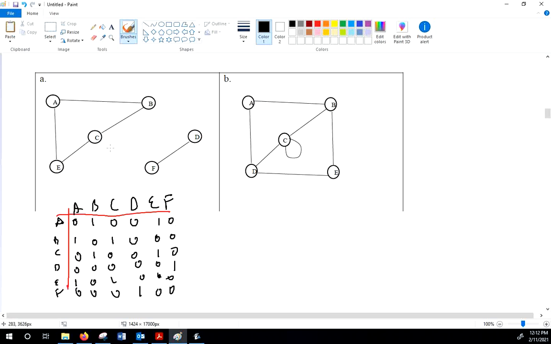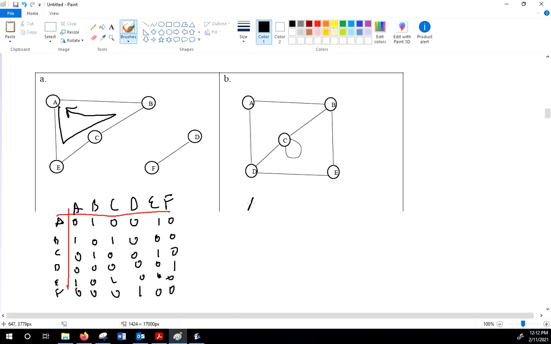This graph is not connected because you can't get to D or F without having started over there. It does have a cycle right here. That's a cycle. So it's not connected, but it contains a cycle.